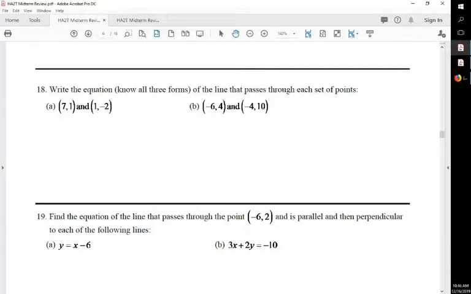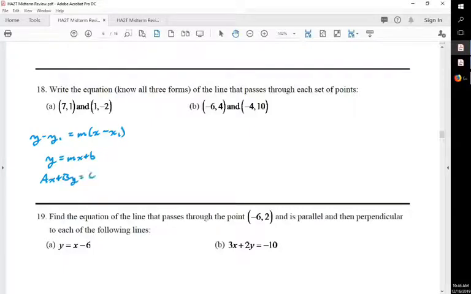Okay, number 18 is asking you to write an equation of a line. So these are linear equations. So what I want to do is first remind you guys all the different forms. You have point-slope form, which is the most important form that you should know. Then you also have slope-intercept form. And then you have standard form.